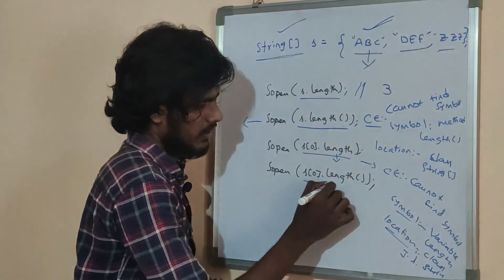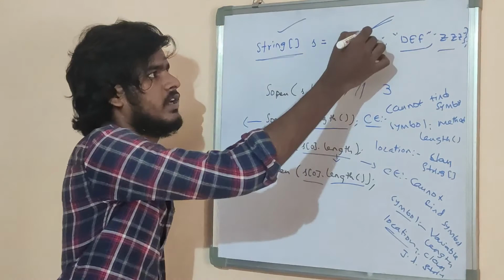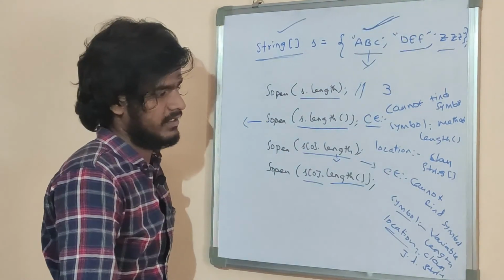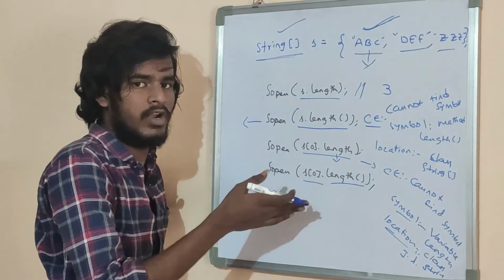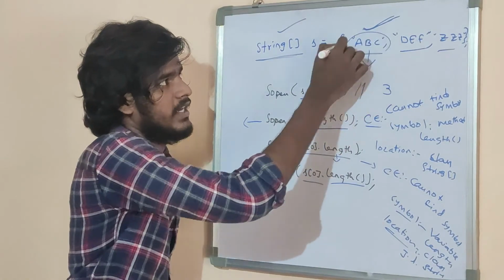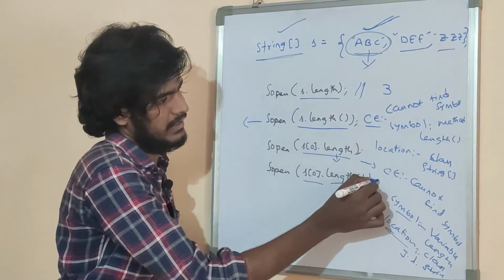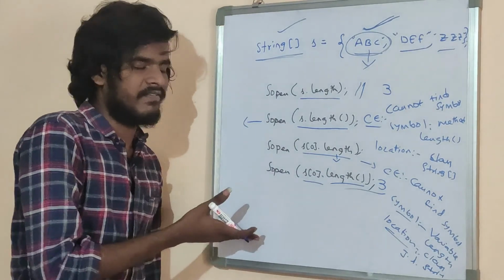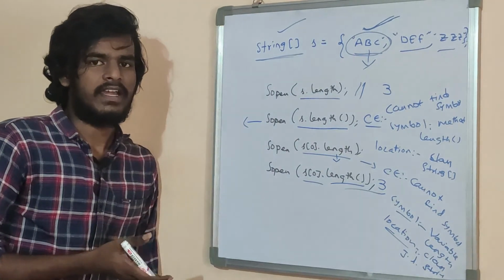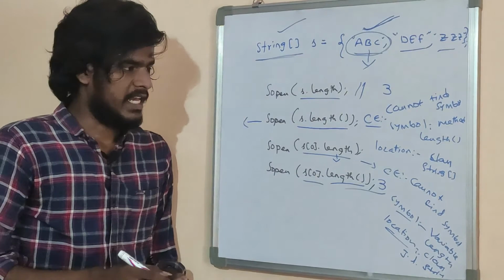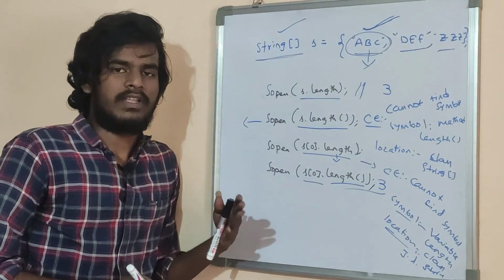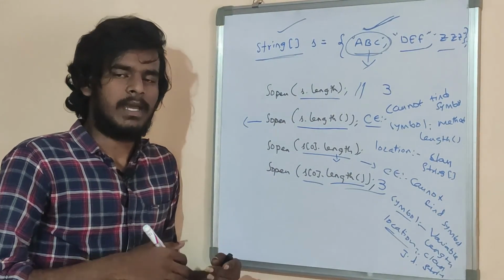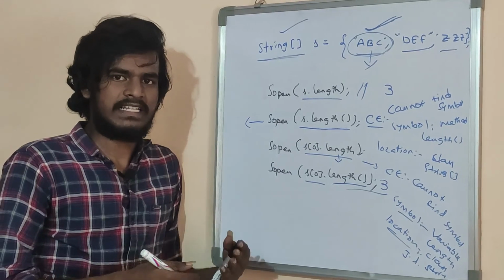s of 0 dot length method. s of 0 here is nothing but string. Length method is applicable only for string objects. What is the size? 3. Okay friends, this is the difference between length variable and length method. Remember that point. Length variable is a final variable, applicable only for arrays. It represents size of the array.